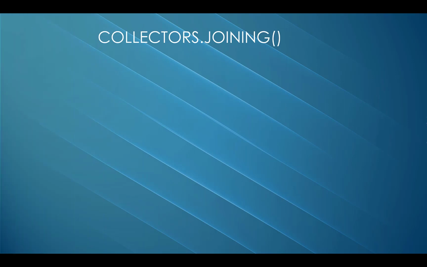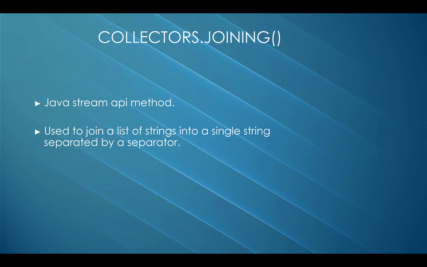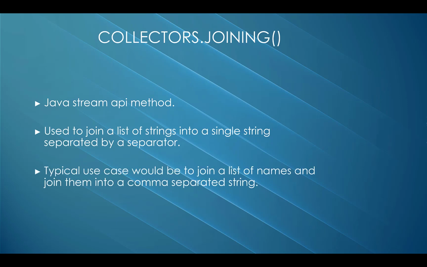So what exactly is Collectors.joining? Well, it's a method in the Java Stream API that lets you take a bunch of strings and concatenate them into a single string. With Collectors.joining, you can take a list of names, for example, and turn them into a comma-separated string with just a few lines of code.